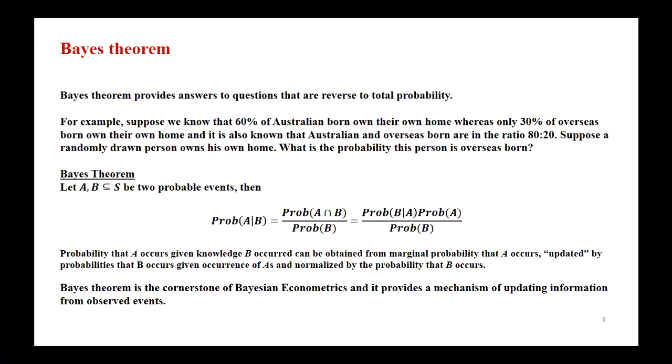As I said, Bayes' theorem forms the cornerstone of Bayesian econometrics. The reason for that is it provides a way of updating information from observed events. You have some prior belief about the distribution of, say, a parameter. Then you have some data. You update your belief about the distribution of the parameter using the data, and you would use Bayes' rule to do that. That's how Bayesian econometrics works. So let us first quickly prove Bayes' theorem. It's very simple. It just uses the definition of conditional probability.